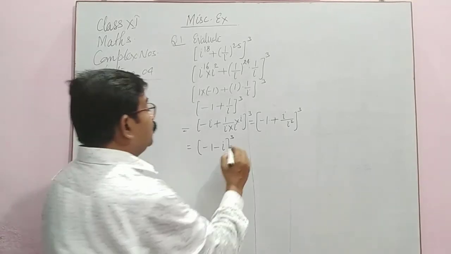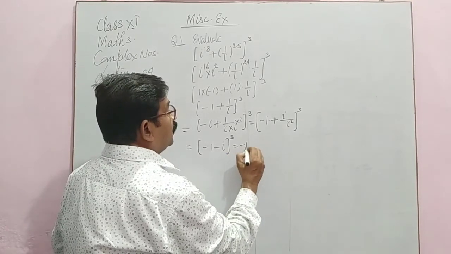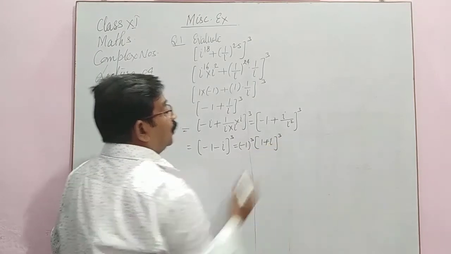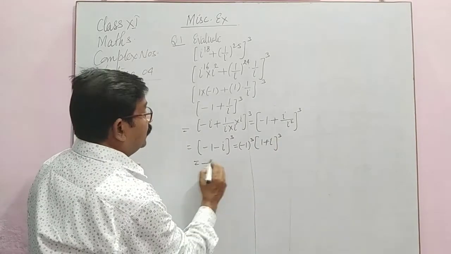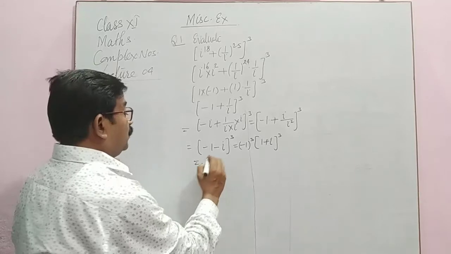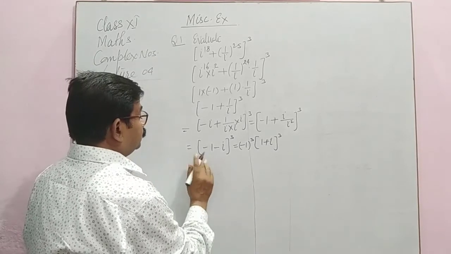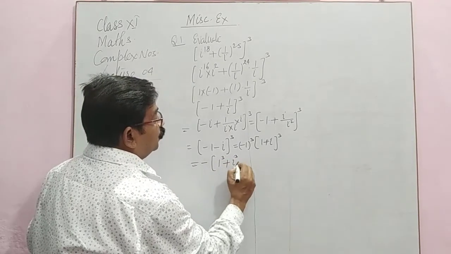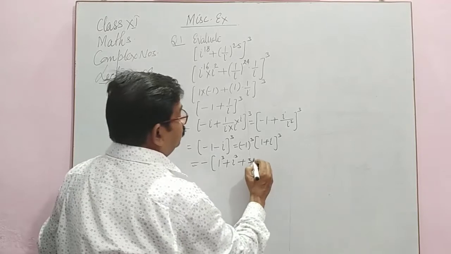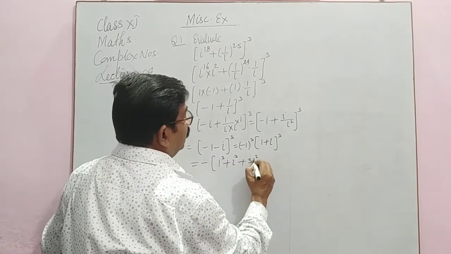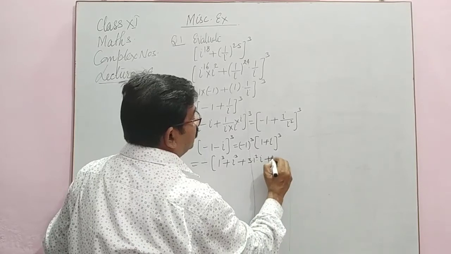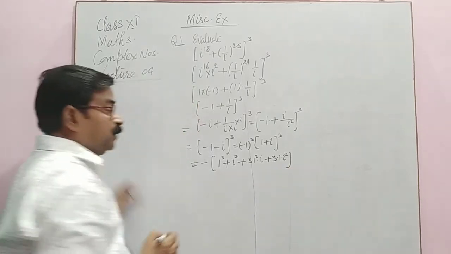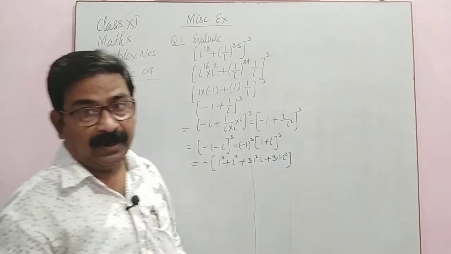To solve this question, you can do one thing. Take minus 1 common. So the cube will come here, 1 plus I whole cube. Now this is minus, and break this into 1 plus I whole cube. So what we have? See, minus, and this is 1 cube plus I cube plus 3 times 1 square into I plus 3 times 1 into I square. A cube plus B cube plus 3A square B plus 3AB square is the formula.